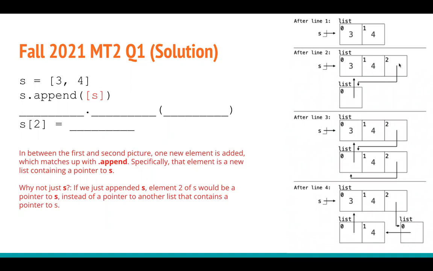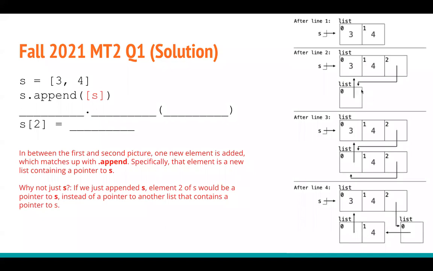And the reason that it's a list containing S and not just s.append S is, if it were s.append S, this arrow here would be pointing back to the original list. But we see that it's not, it's pointing to another list, which is then pointing back to our S. So that's why we have to create a new list here, which represents this one, and that's why we have these list brackets around this S. All right, let's look at what happens next.